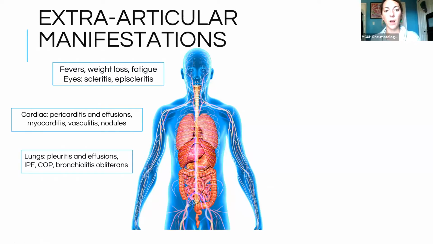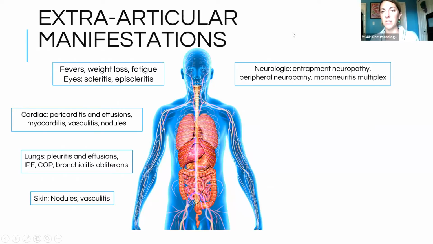ILD, COP, and bronchiolitis obliterans have been described as well. Skin nodules are not terribly uncommon, but again, usually super treatable, so we don't see a lot. And you can get a vasculitis that presents with palpable purpura like other skin vasculitides would. Neurologic: entrapment neuropathies, like carpal tunnel, tarsal tunnel, cubital tunnel, those are all quite common. If you have a rheumatoid vasculitis, you can get a mononeuritis multiplex as well. And occasionally folks get peripheral neuropathy, but not very common.